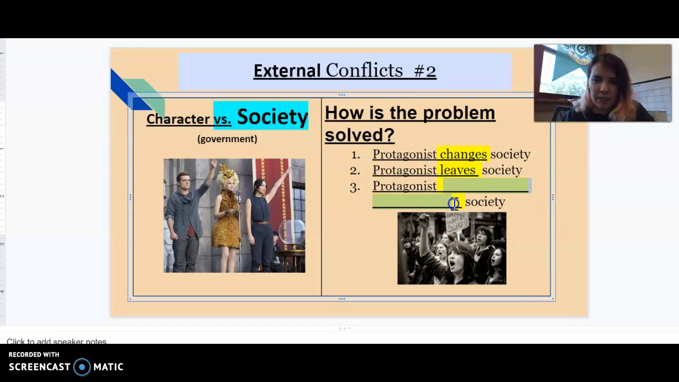And the last one is the least common, because again, it would be the least fulfilling for a reader, but that is when the protagonist or hero just gives up and joins society. You will most likely, if you see this kind of option, see it in horror stories, like Invasion of the Body Snatchers, or things dealing with aliens, or maybe even zombies, stuff like that.